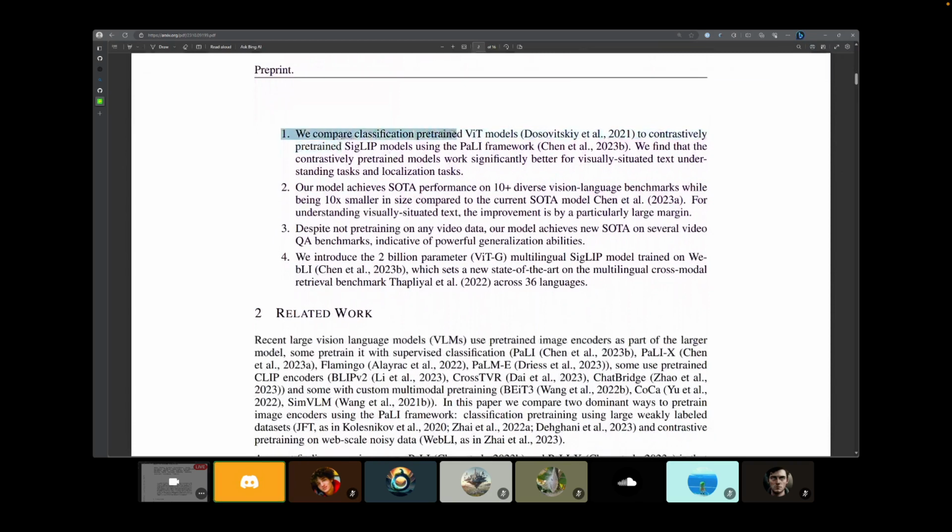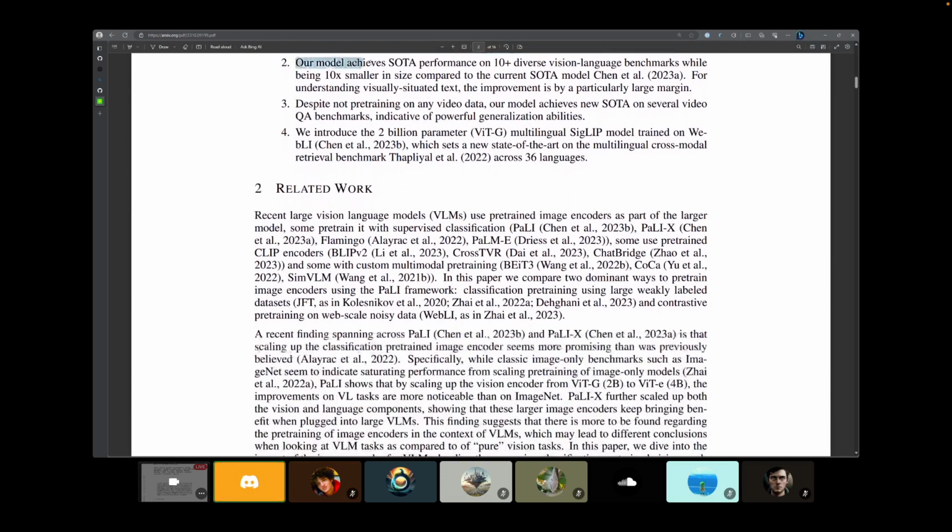We compare classification pre-trained ViT models to contrastively pre-trained SigLIP models using the PaLI framework. We find that the contrastively pre-trained models work significantly better for visually situated text understanding tasks and localization tasks. Our model achieves SOTA performance on 10-plus diverse vision-language benchmarks, while being 10 times smaller in size compared to the current SOTA model. For understanding visually situated text, the improvement is by a particularly large margin.